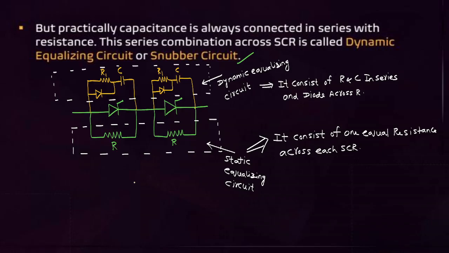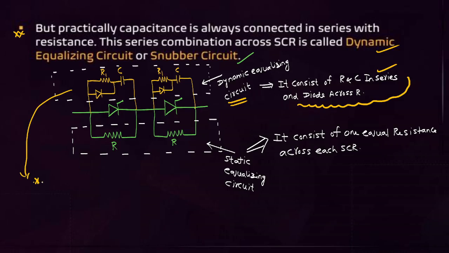What about the dynamic equalizing circuit? To equalize the unequal voltage distribution due to unequal dynamic characteristics, we have to use the dynamic equalizer. What does this dynamic equalizing circuit consist of? This is important. A dynamic equalizing circuit consists of R and C in series and a diode across R.